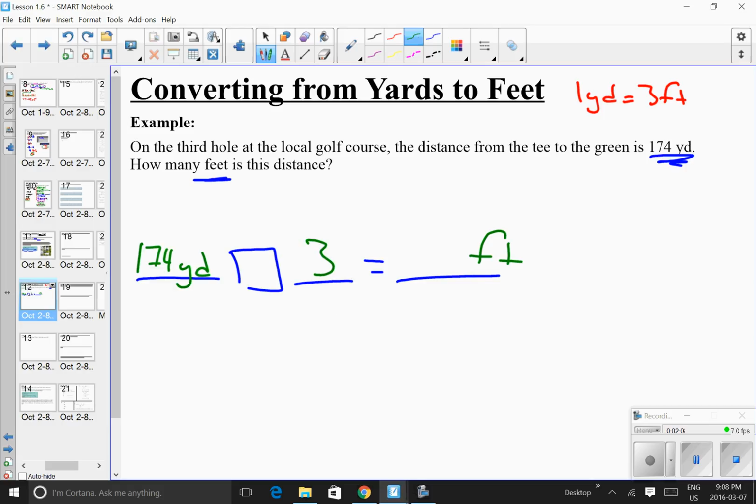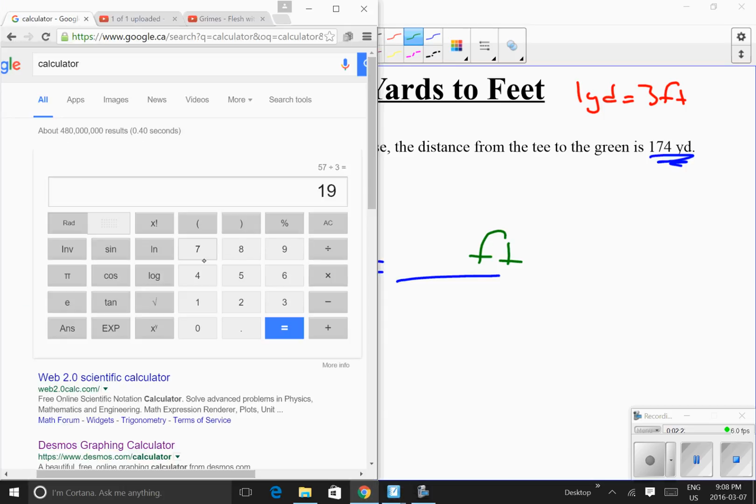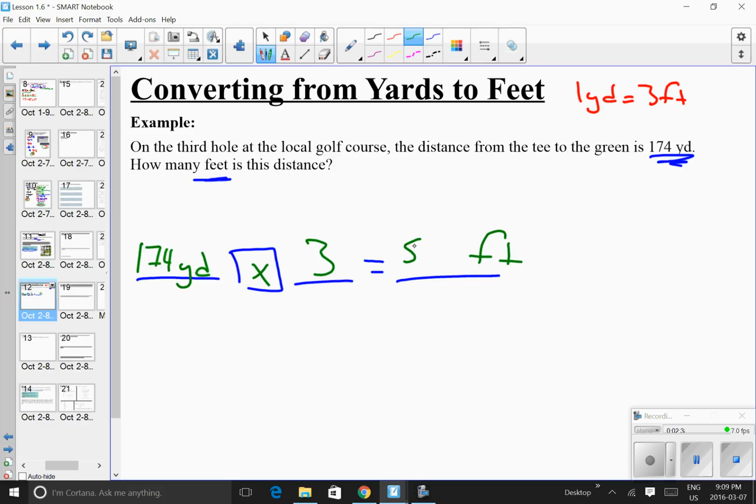So a foot is about the size of a foot, and a yard is about the width of a door. So a foot is smaller. So when I'm changing to a smaller unit, my number gets bigger. So I multiply. So 174 times 3. Let me just grab my calculator. 174 times 3. Boom! I messed up. I went divided by. Let's try that again. 174 times 3. There we go. 522. 522 feet. That's my answer.